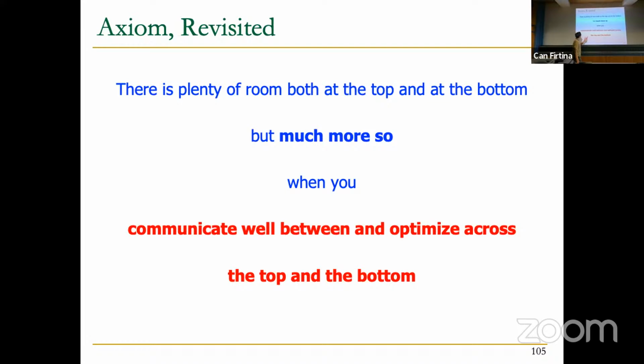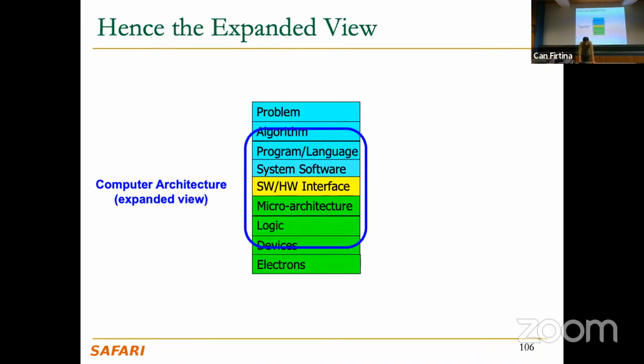Okay, the axiom revisited: there is plenty of room, both at the top and at the bottom, but much more so when you communicate well and optimize across the top and the bottom. I think I mentioned this earlier, it's not only about how you design the systems, taking into account as many different variables as you may have, but when you present your work as well, you should be efficient, clear, and communicate well, because this is a way of making more impact and making your work more useful to people as well. So that will be important.